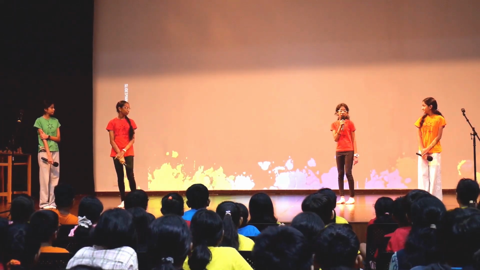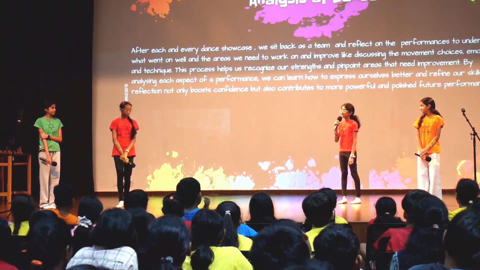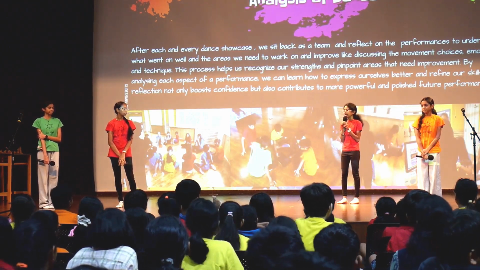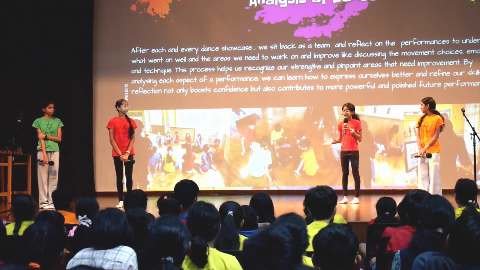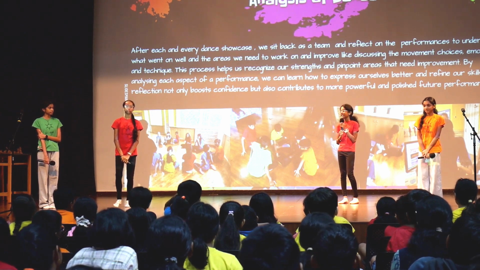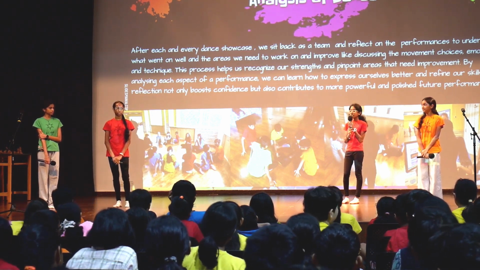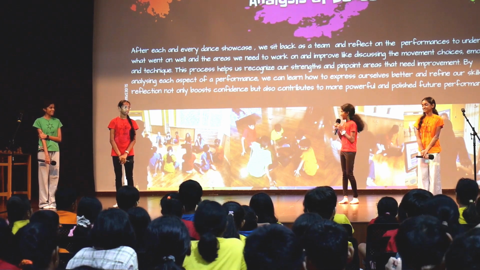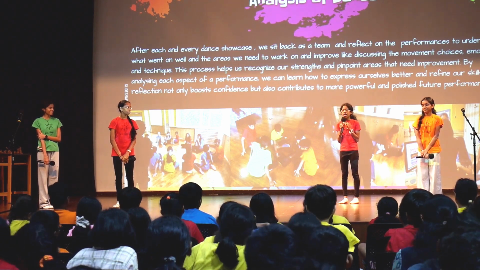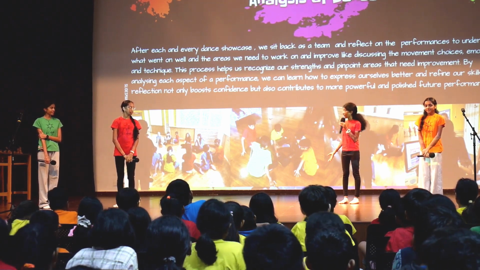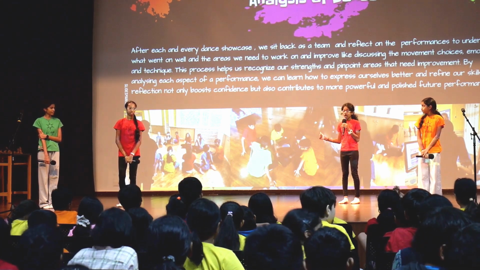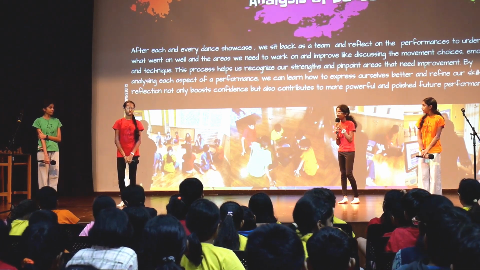Okay, so now I'll be talking about the analysis of dance. After each performance, we come together as a team and sit in a circle to discuss what happened. Then we reflect on the mistakes we made and the areas we can improve in. We discuss things like the change of emotions, the change of movements, and techniques. These reflections help pinpoint the areas where we're weak in and where we're strong in. They also help boost our confidence and teach us how to do better the next time.